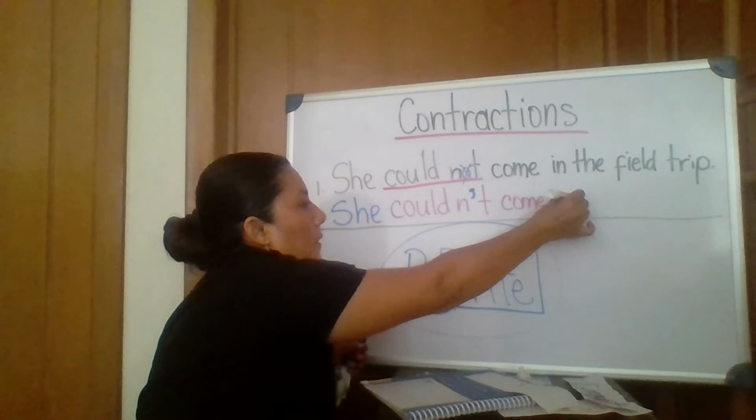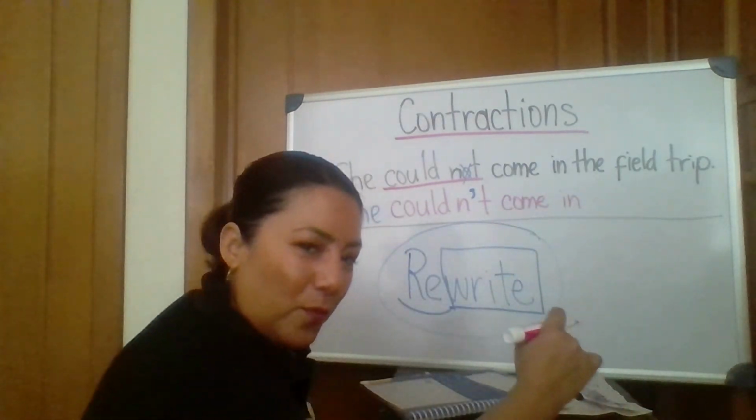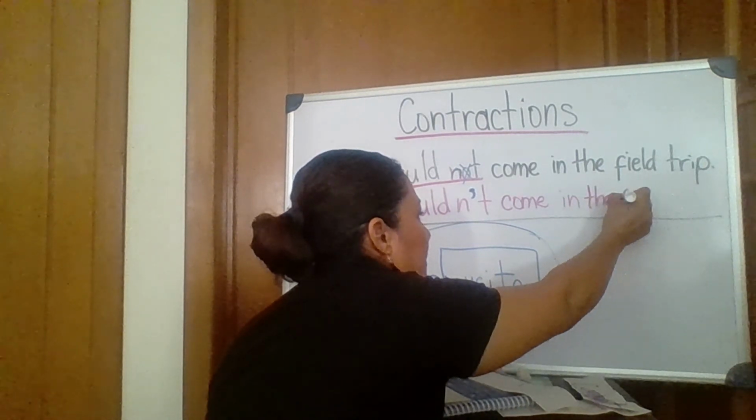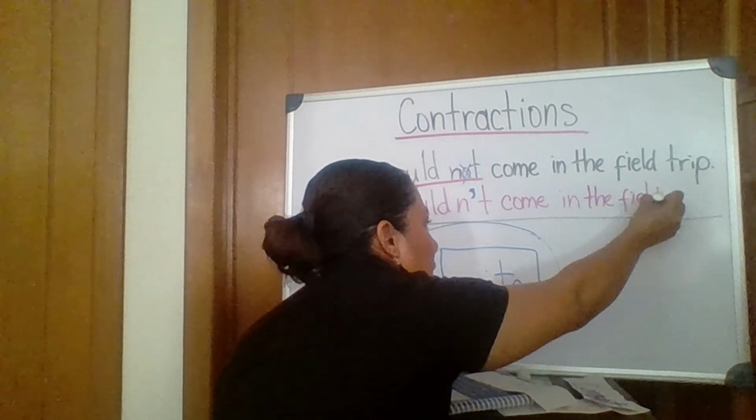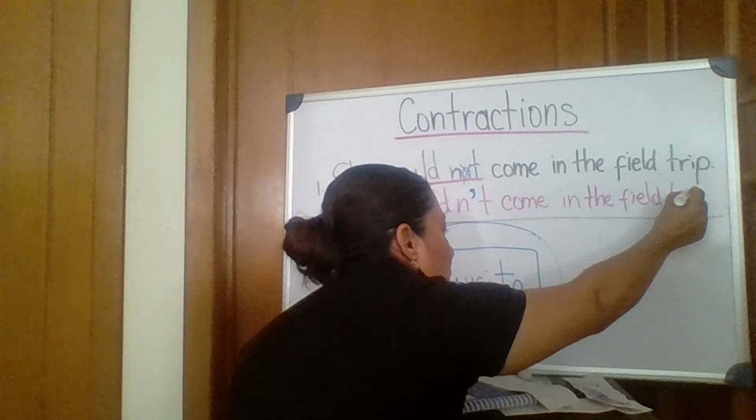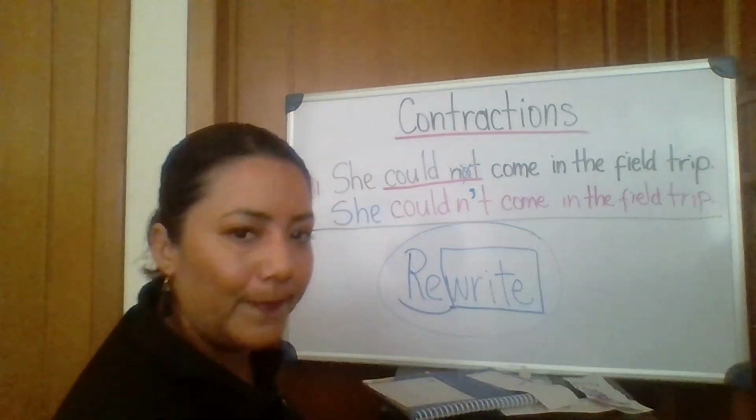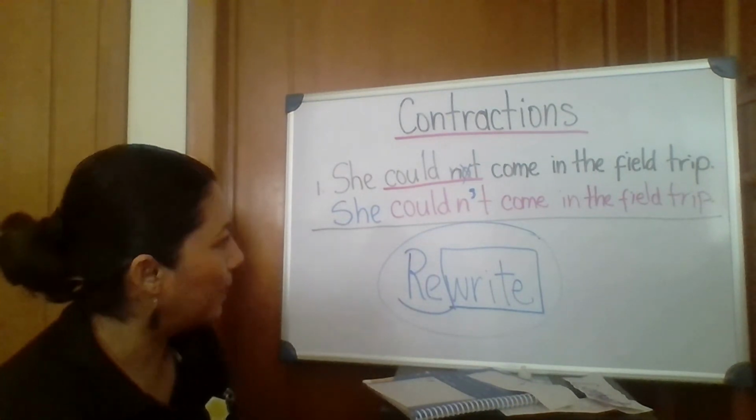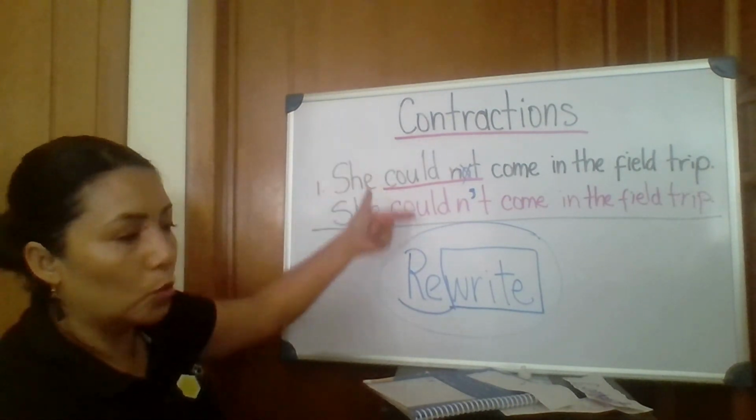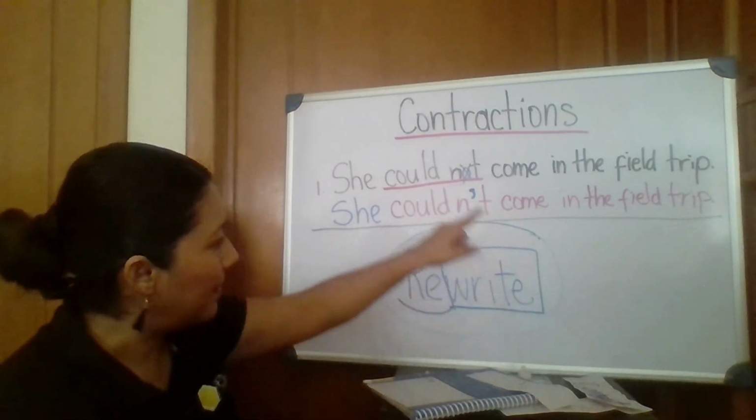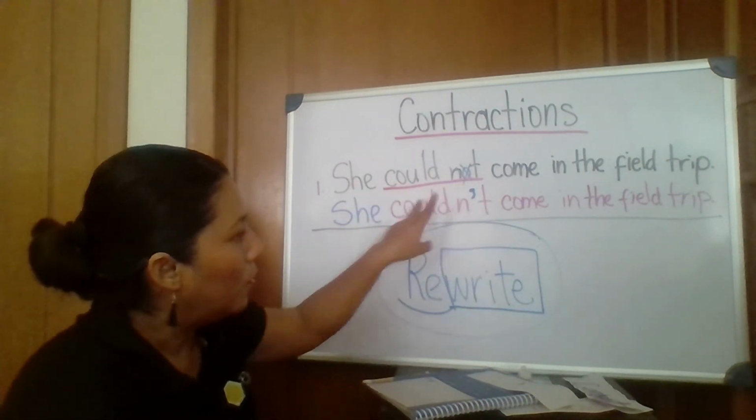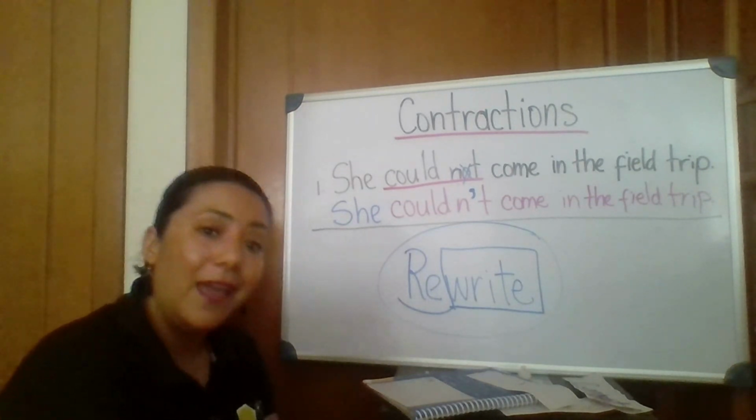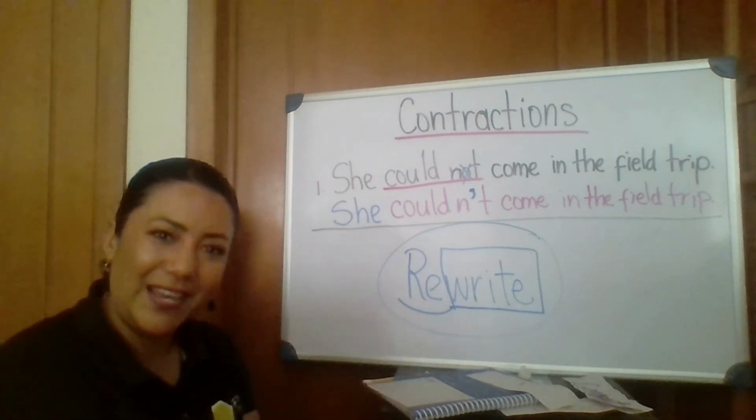In the field trip. That's it. Okay? You rewrite the sentence and don't forget to use contractions with could not and cannot. Okay, you're ready.